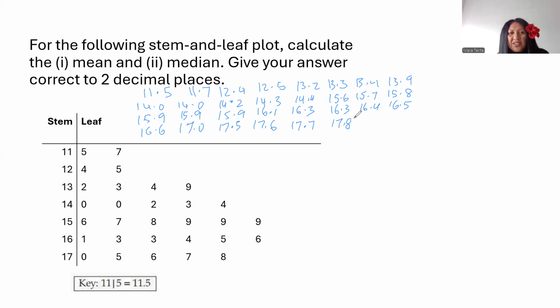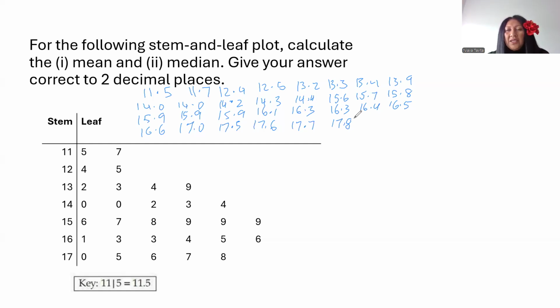There should be 30 data points, so we're going to do a quick count. 1, 2, 3, 4, 5, 6, 7, 8, 9, 10, 11, 12, 13, 14, 15, 16, 17, 18, 19, 20, 21, 22, 23, 24, 25, 26, 27, 28, 29, 30. So we have got everything there.